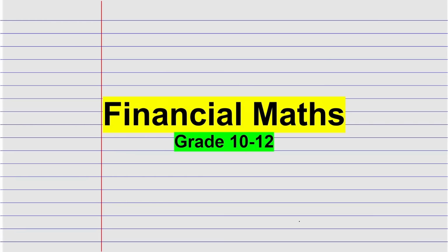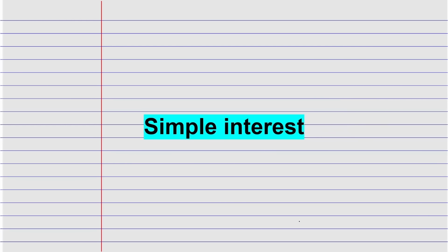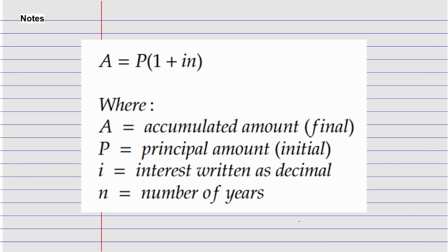Welcome to finance. The first thing that we're going to start with is simple interest, right? And this is the formula for simple interest, where A is the accumulated amount, which is always the highest amount. And we have the principal amount, which is the lowest amount. Then we have the interest in decimal form, meaning we take the interest and divide it by 100 to get the decimal form. And we have the number of years.